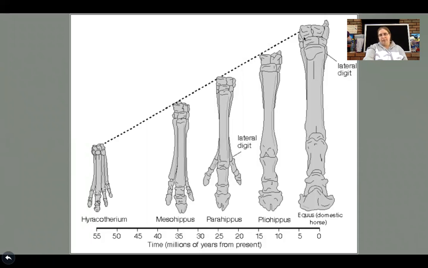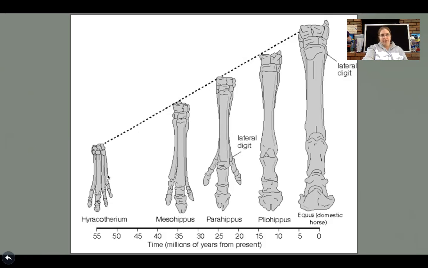Now, this last one is a domestic horse leg. So there's where the hoof is, and then the bones going up. This very first one is something called Hyracotherium, which we believe is an ancient ancestor of the modern day horse. It existed somewhere around 55 million years ago. Now let's look at some of the other in-between species we've found fossils of.